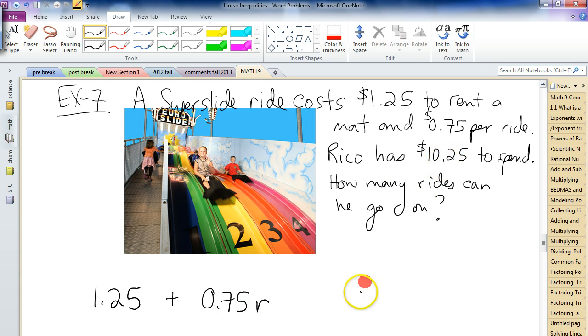And then on the other side we have his $10.25. Now, which side is greater, which side is less than? Since $10.25 is the max you can spend, this is the maximum amount. That means this side has to be less. Now, could it be equal to $10.25? Could he spend every penny? Yes, he doesn't mind. He will spend every penny of his $10.25 to be able to go on the ride. So you're going to say that this side has to be less than or equal to $10.25 to figure out how many rides he can go on.